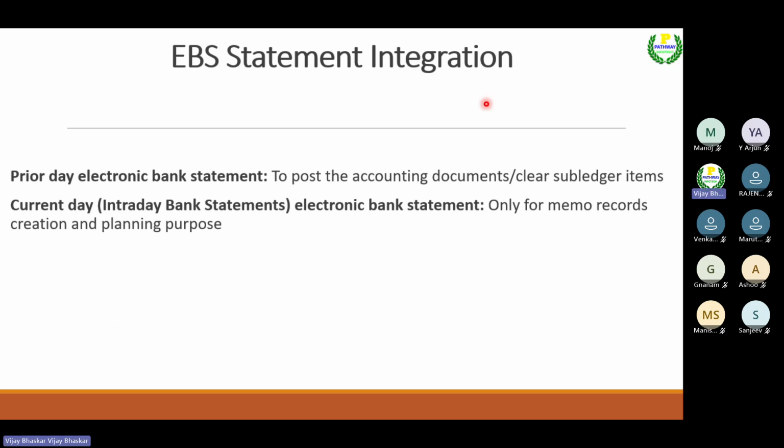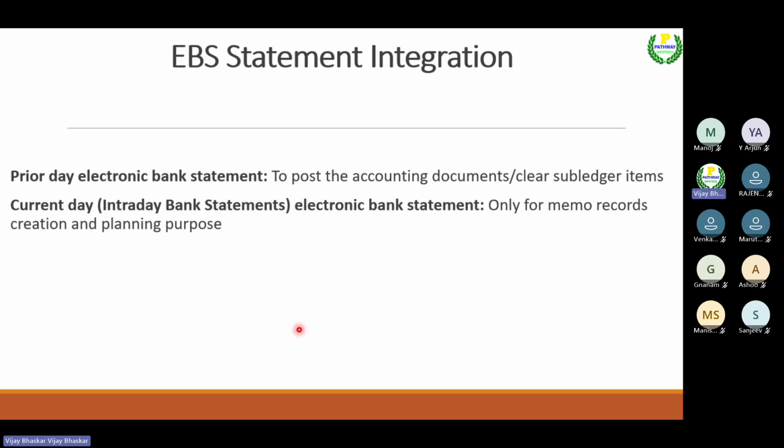EBS statement integration. This is the crucial part for us because we could see that manually, I can create one memo record. Yes, in a different way also, I can train you guys. But still, that is not accurate. Majority of the organizations, if they want to go for automation for cash management especially, the integration can happen with the electronic bank statement. This is very, very important for us in the sessions also. Now, prior day electronic bank statement.